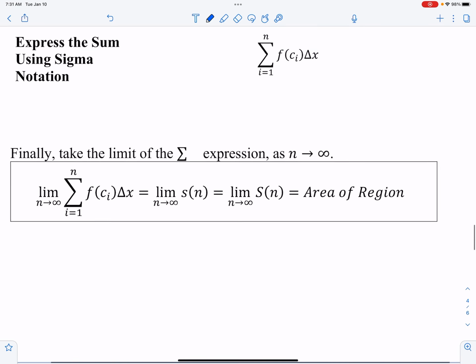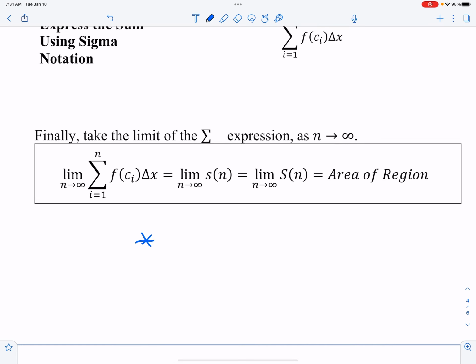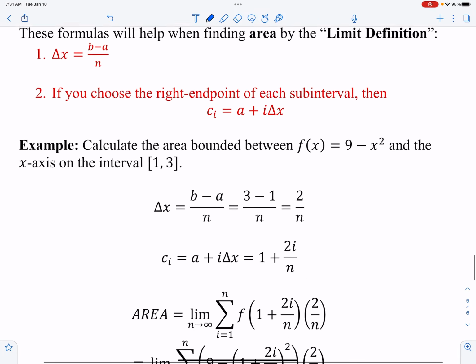By the way, this was proved by Riemann. And if you've looked ahead at all, you've seen the name Riemann before. So this was proved by Riemann. His name will come up again.